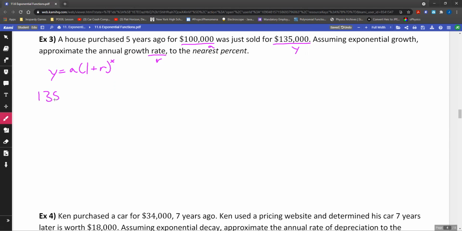Y is 135,000. A is 100,000. I don't know what r is, and x is going to be 5, because it's 5 years. Now, this actually relates exactly to what we talked about a few days ago, yesterday in fact, where what you're going to do is solve this for r. The first thing that we have to do is get this term by itself, because it's raised to a power. I'm going to do that by dividing both sides by 100,000.